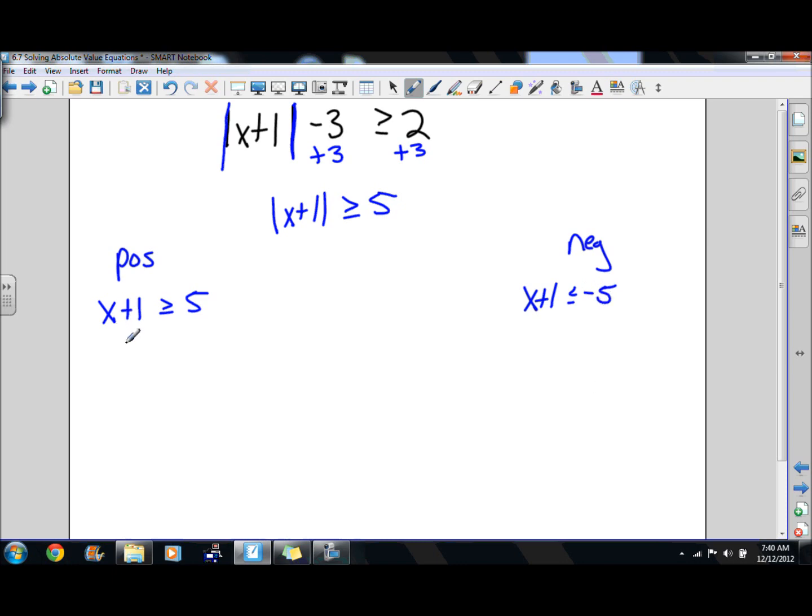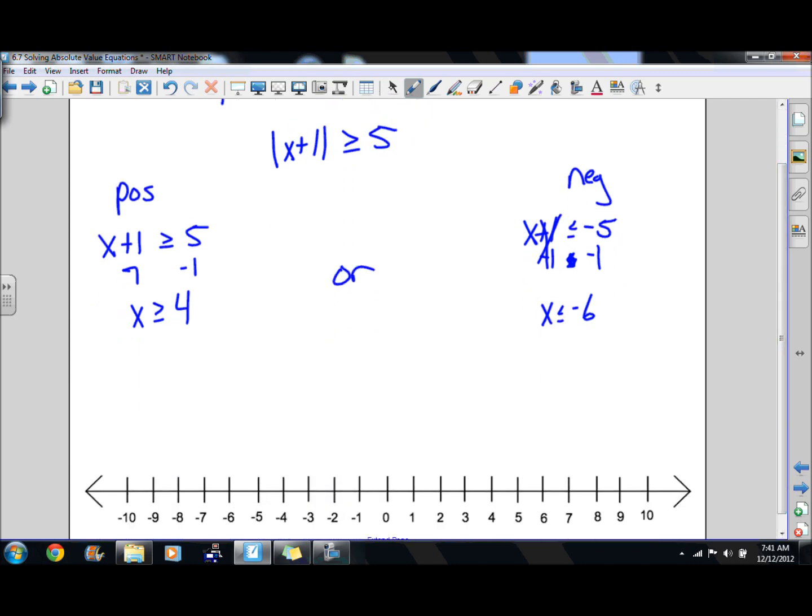Alrighty? So then we subtract 1, so we get x is greater than or equal to 4. And over here, so we get x is less than or equal to negative 6. Now, this right here in the original problem, it reads absolute value of x plus 1 minus 3 is greater than or equal to 2. So greater than is greater than, so it's an or statement.